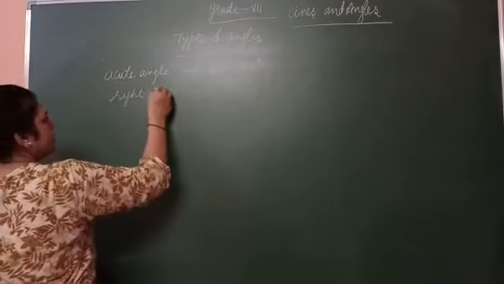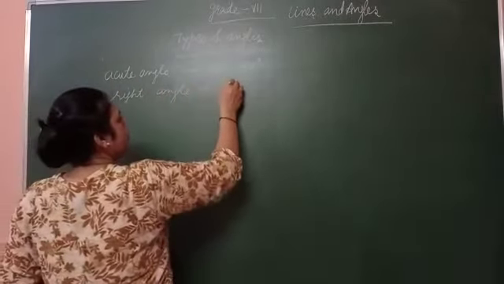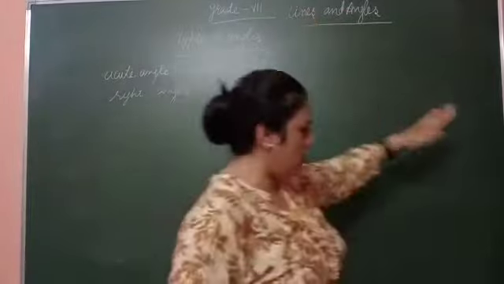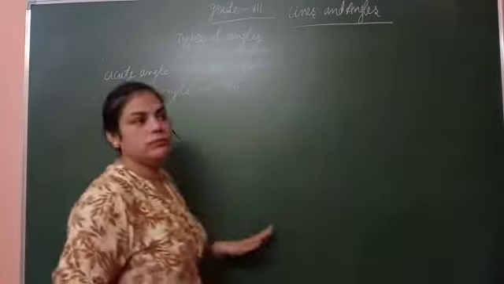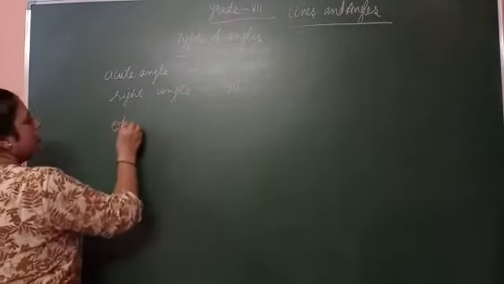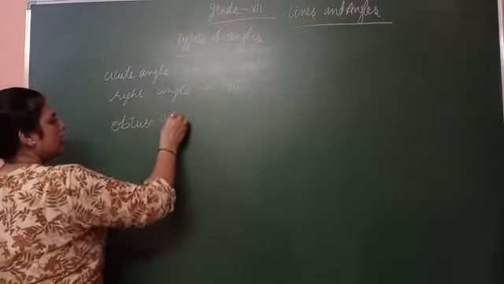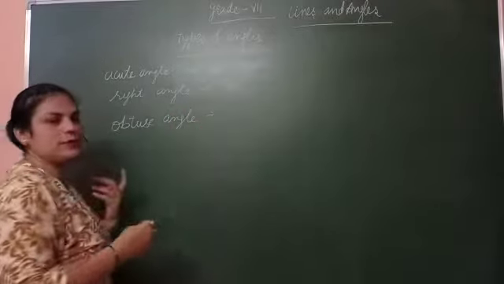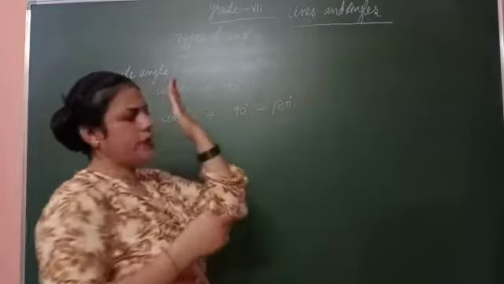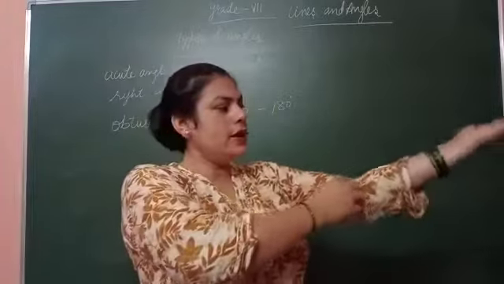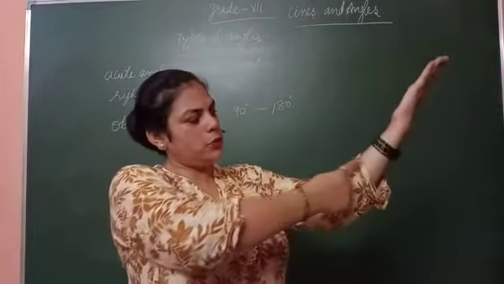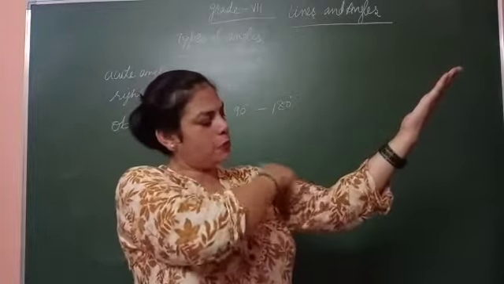A right angle means an angle measuring 90 degrees, perfectly straight, like the corners, that is L. So this is a right angle. Next is obtuse angle. An obtuse angle is an angle whose measure lies between 90 degrees and 180 degrees. 180 degrees is the straight angle. The angles that lie between 90 and 180 degrees are called obtuse angles, like this. What is this? Obtuse angle. Clear?